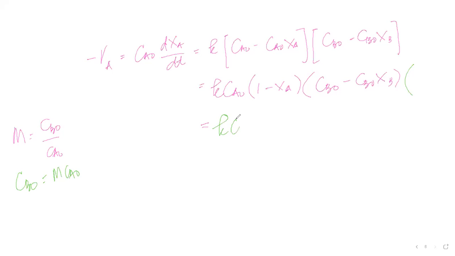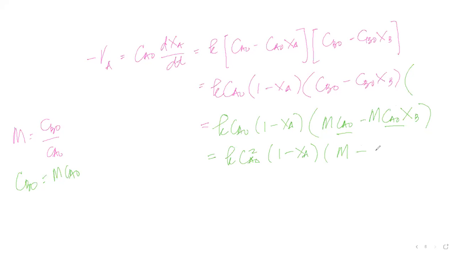So I will have a K CaO, 1 minus XA. Then Marshall, I will have an M CaO. Is this what you're trying to say? Yes, miss. Okay, M CaO XB. So I will have K. You will get this and place it here. I will follow Marshall. So you have here an M minus an M XB.